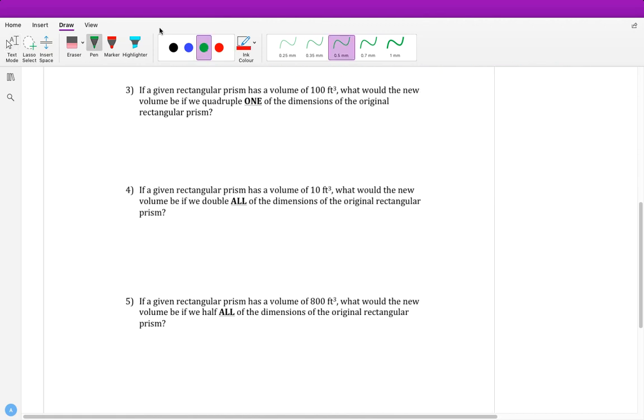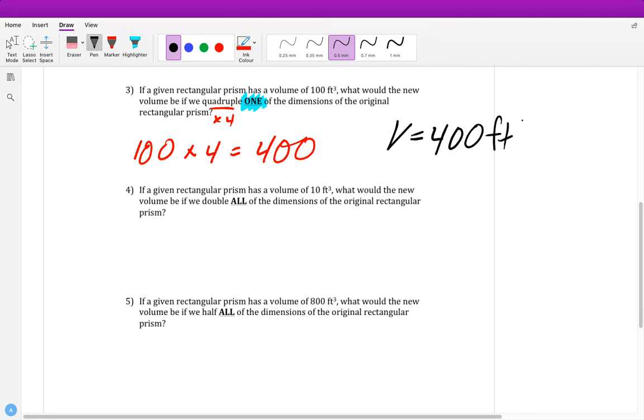All right, so for question number 3, it says, if a given rectangular prism has a volume of 100 feet cubed, what would the new volume be if we quadruple one of the dimensions of the original rectangular prism? So we're only changing one dimension, and we're changing it by quadruple. And quadruple means by 4. So that means we take the original volume 100, we multiply it by 4, and that gives us what the new volume would be after we quadruple one of the dimensions. So it would be 400 feet cubed.